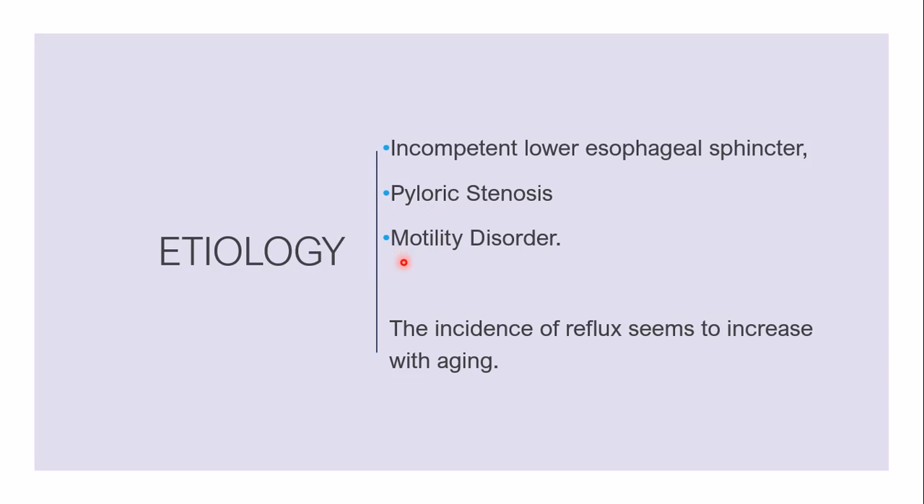The incidence says that reflux seems to increase with aging. Why does it increase with aging? The major reason you can relate to is that as a human gradually advances in age, our skin changes, right? We get wrinkles on our skin, and our body goes through a lot of changes throughout our adult period. We also take kinds of foods which are not actually good, but we do.